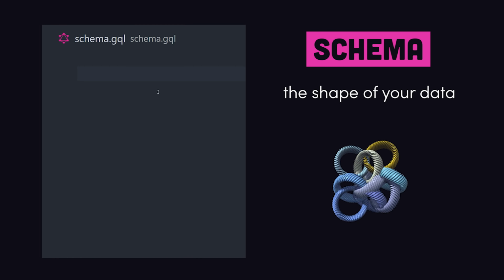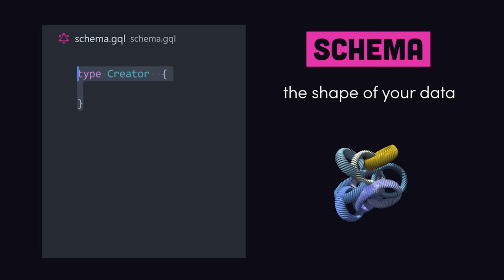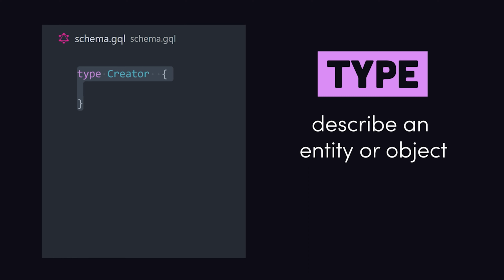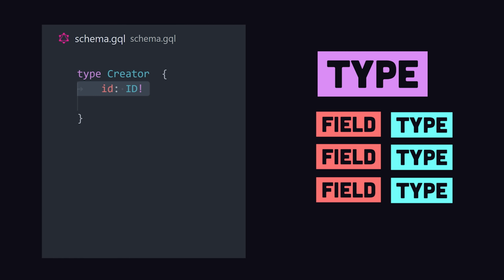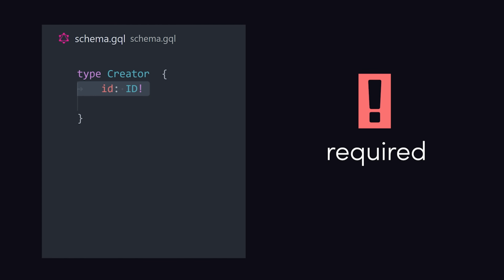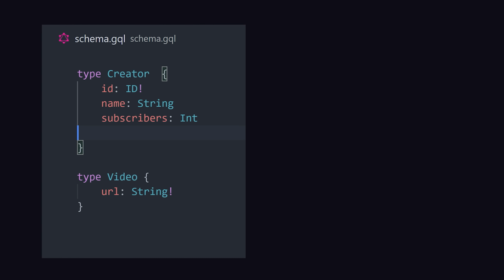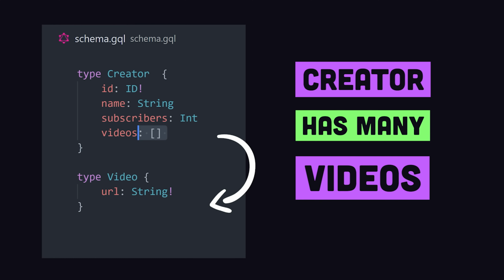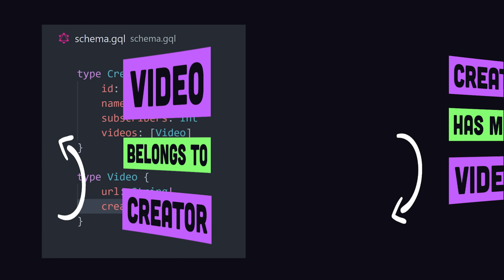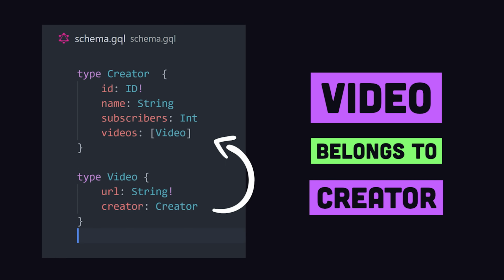We can start defining a schema with our own custom objects using the type keyword. A type can have multiple fields, like a unique ID, and we'll make that required with a bang. Let's also give it integer and string values, then create a relationship with another type. A creator can have many videos, which we can represent by wrapping the type in brackets. On the flip side, a video belongs to a creator.